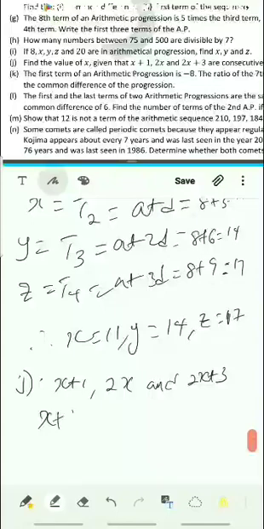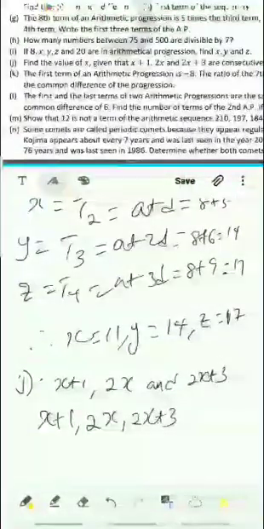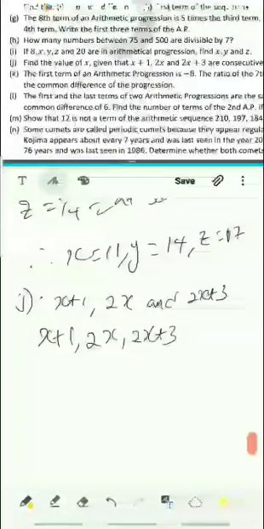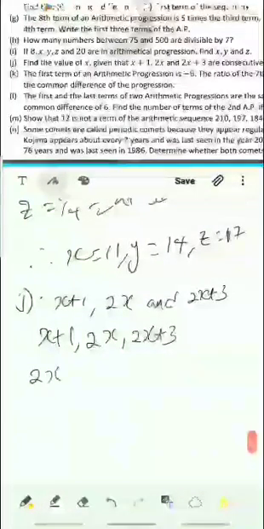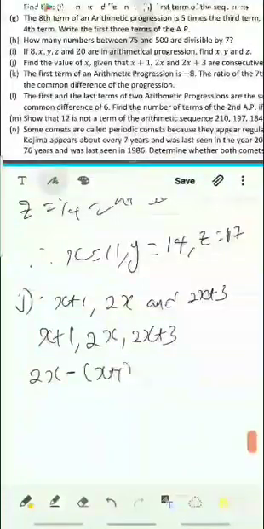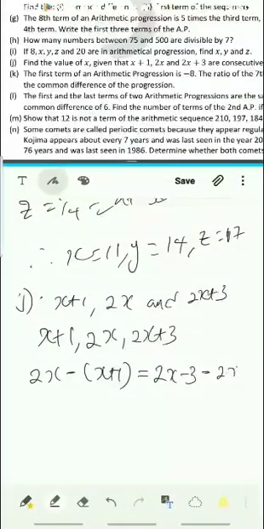These things are in arithmetical progression, so that means we have something like this. For you to be able to find X, you have to solve an equation in X. I know that the common difference D is giving us 2X minus (X plus 1), this term minus this term. And it is also the same thing as what? 2X plus 3 minus 2X, this term minus this term. You use it to get your D.